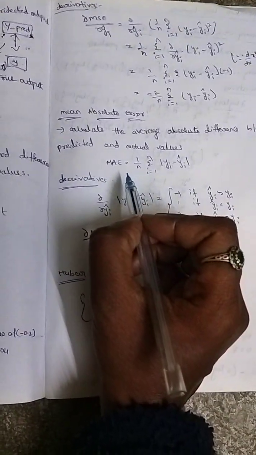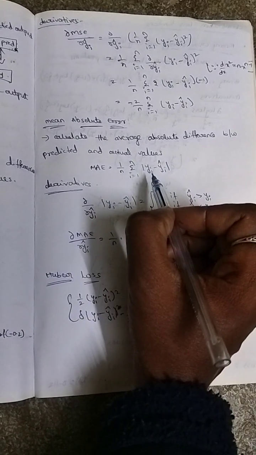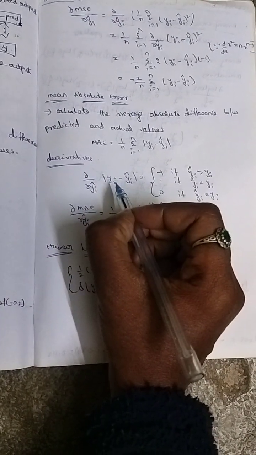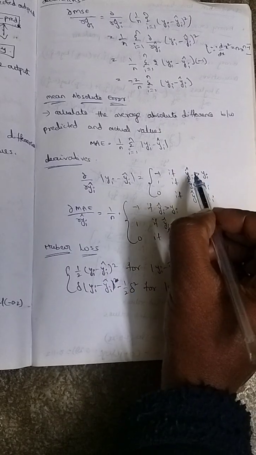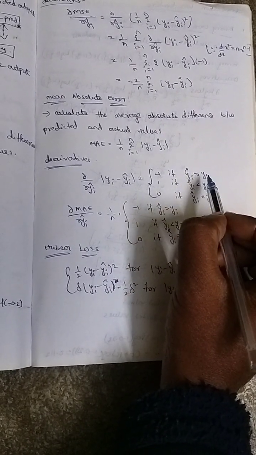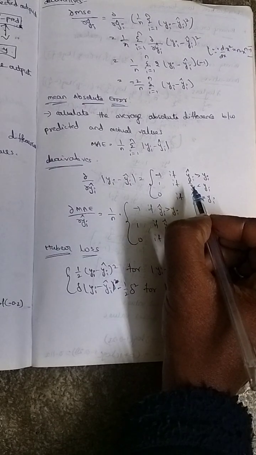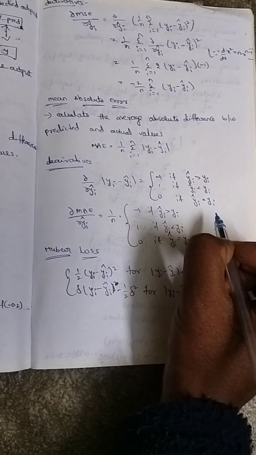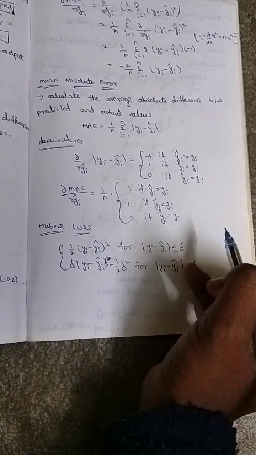The formula of mean absolute error equals 1/n summation i equals 1 to n of the modulus of yi minus yi cap. And the derivative of mean absolute error equals minus 1 if yi cap is greater than yi, 1 if yi cap is less than yi, and 0 if yi cap equals yi. This is the derivative of the mean absolute error.